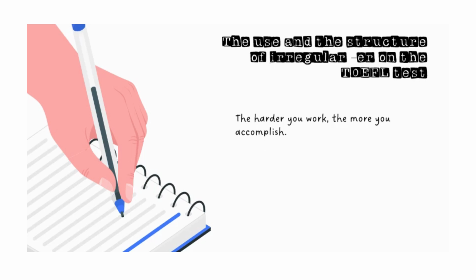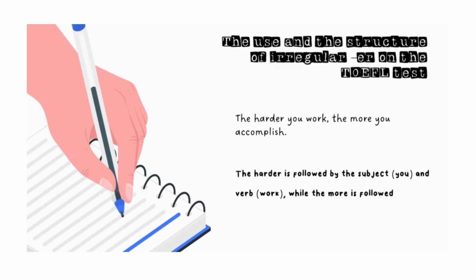The harder you work, the more you accomplish. Here, the comparative the harder is followed by the subject you and the verb work, while the more is followed by the subject you and the verb accomplish. You can see that it is parallel. If the first clause consists of comparison, subject and verb, the second one must also consist of comparison, subject and verb.